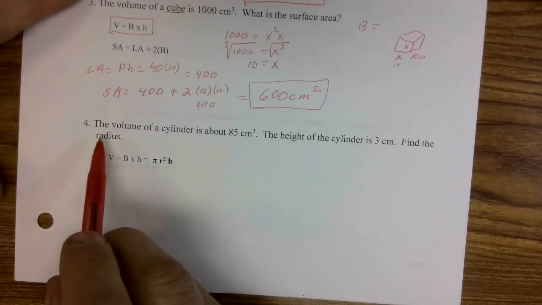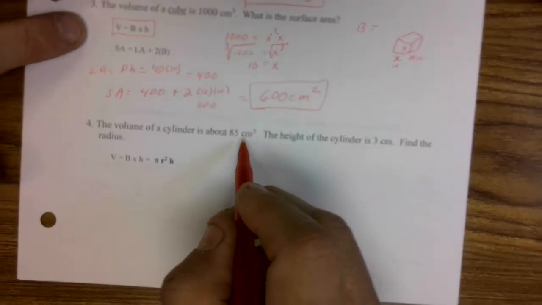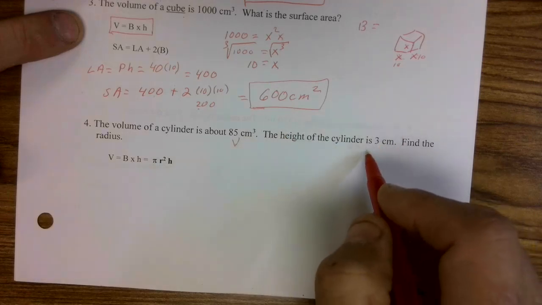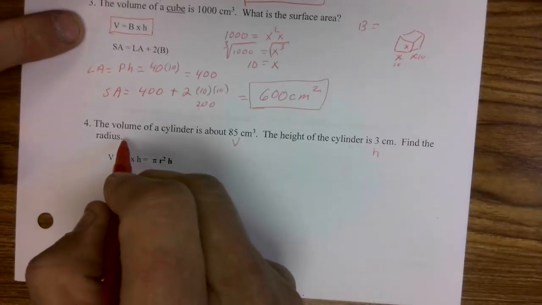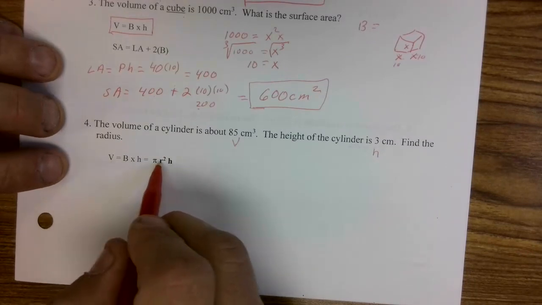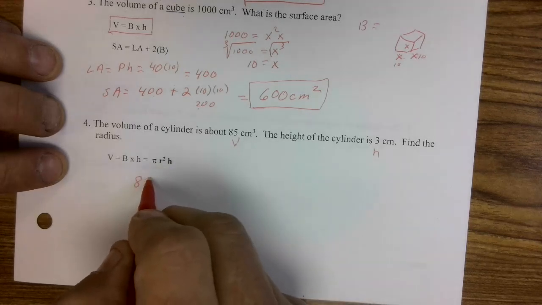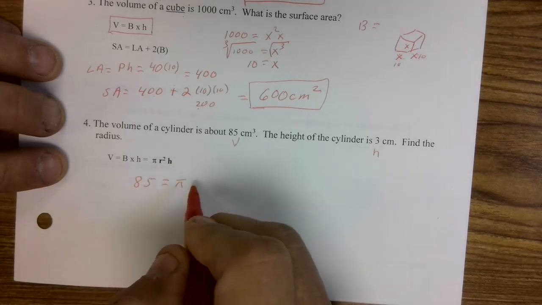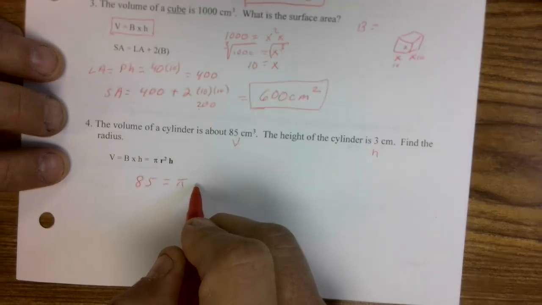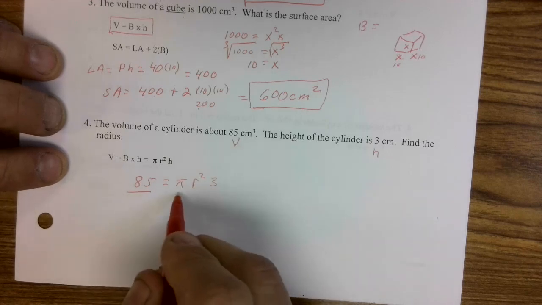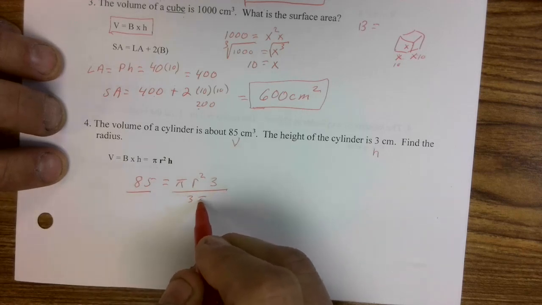Okay. The volume of a cylinder is 85 centimeters cubed, so that's V. The height of the cylinder is 3. Find the radius. Well, the volume formula, base times height, for a cylinder is pi r squared h. So we have 85 equal pi, radius we don't know, our height is 3. So to solve this, we have to divide by 3 pi.